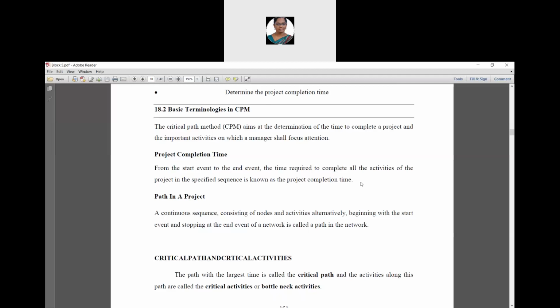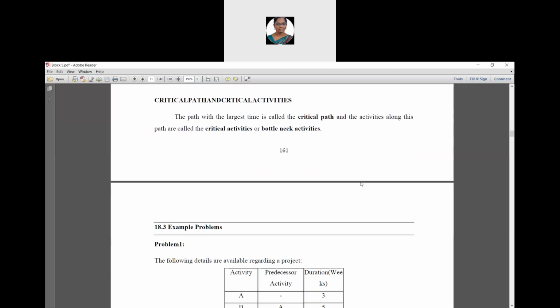Then critical path and critical activities. The path with the largest time duration value is called the critical path, and the activities along this path are called the critical activities. They are also known as bottleneck activities.